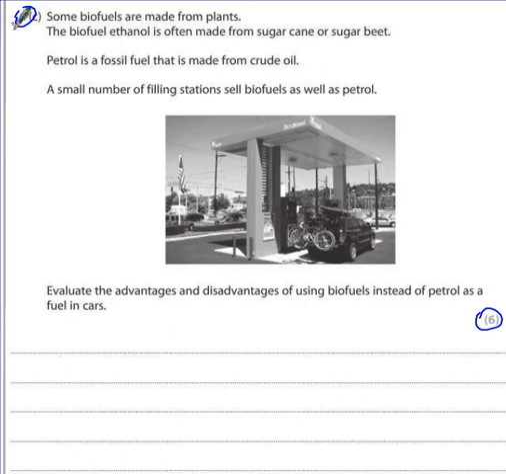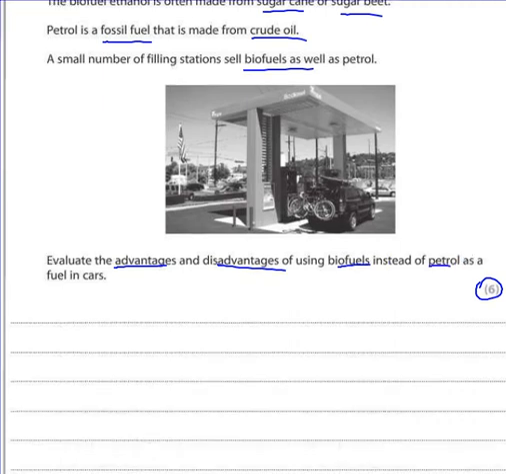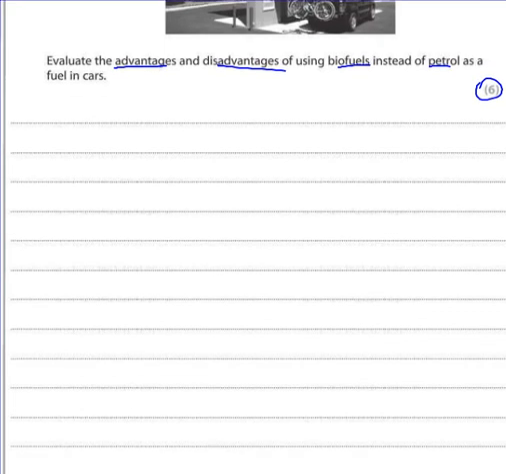If there's very little mistakes in your punctuation and grammar. So biofuels are made from plants, sugarcane to sugar beet. Petrol is a fossil fuel that is made from crude oil. Small number of filling stations sell biofuels. Sorry, the light's gone off on me here. Turn that back on. They sell biofuels. Evaluate the advantages and disadvantages of biofuels instead of petrol. Okay, so I'm just going to start with petrol because I know more about petrol.